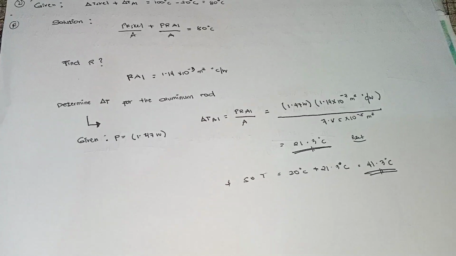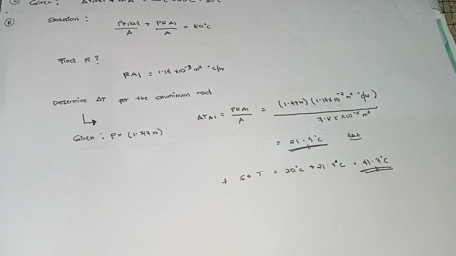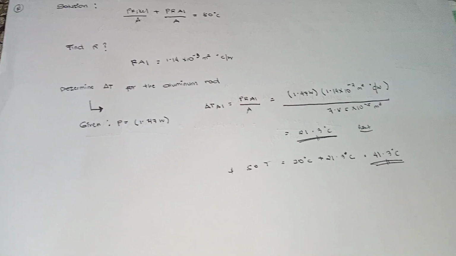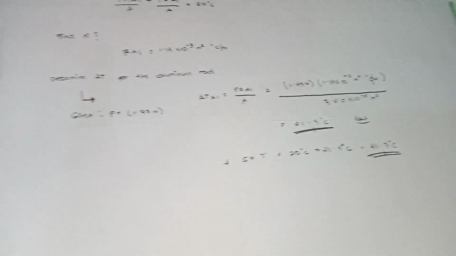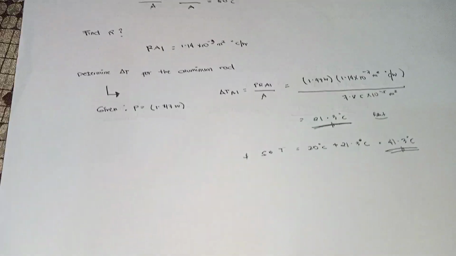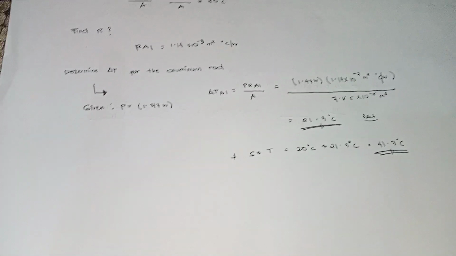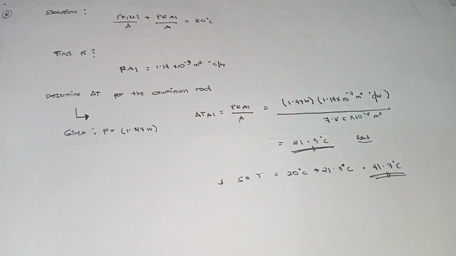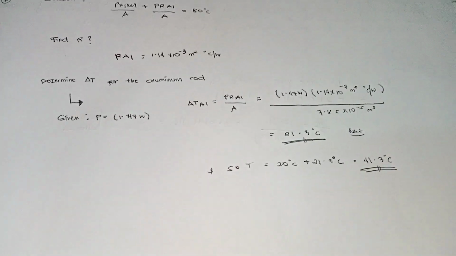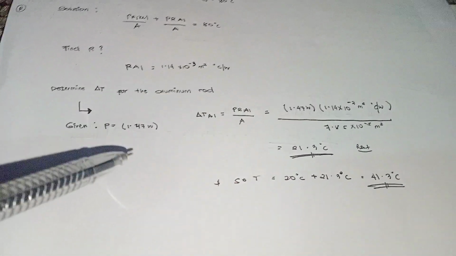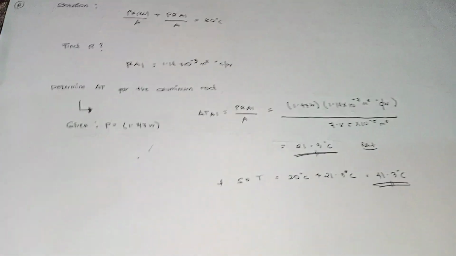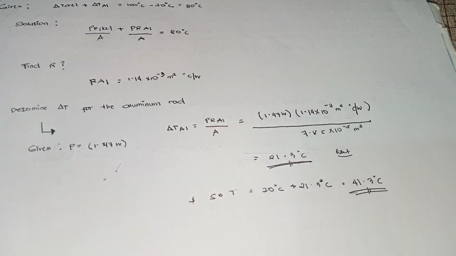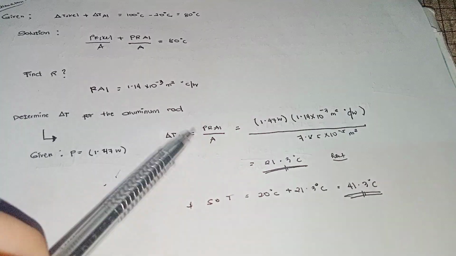Sorry. Determine delta T for the aluminum rod. So we will determine it by process. First, we look at the given: P equals 1.47 W. This is the answer from solution number 1, which we just copy here. And then delta T AI equals PR AI over A. So this is what we are going to find.